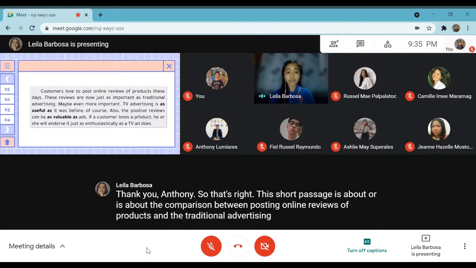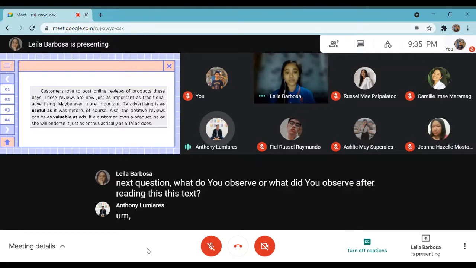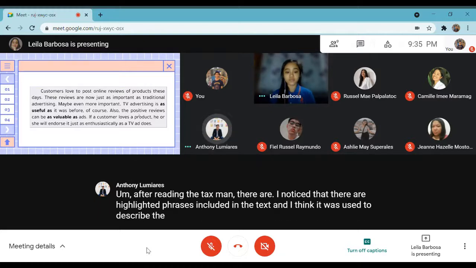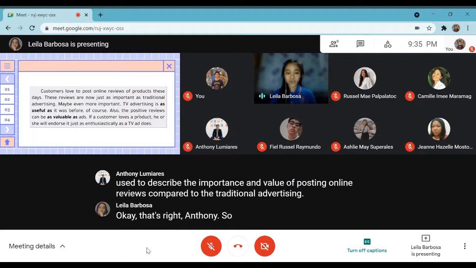For my next question, what did you observe after reading this text? After reading the text, ma'am, I noticed that there are highlighted phrases included in the text, and I think they were used to describe the importance and value of posting online reviews compared to traditional advertising. Okay, that's right, Anthony. Thank you for your response.